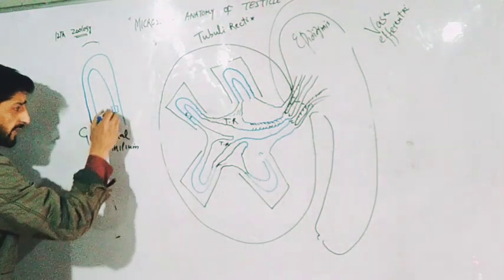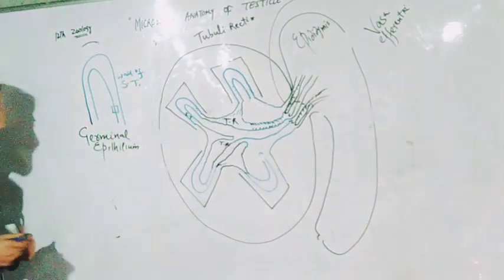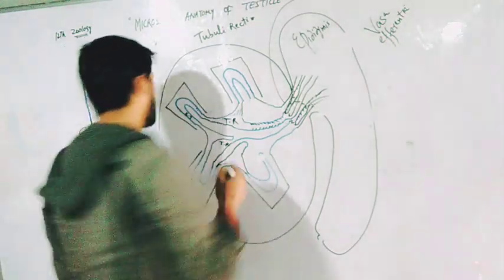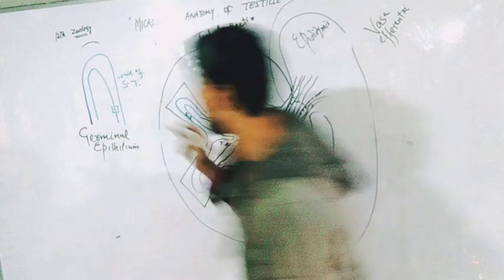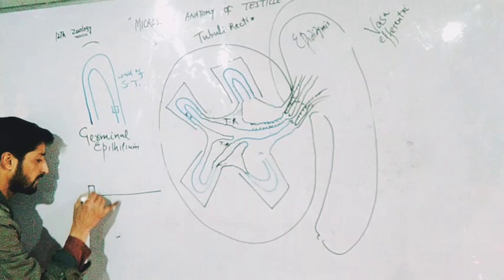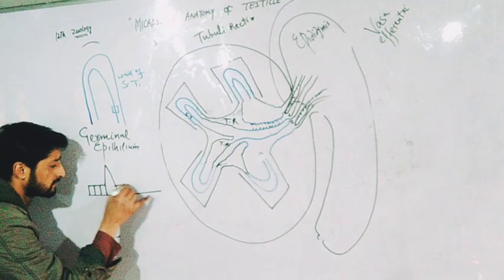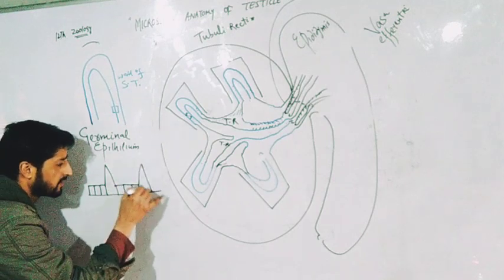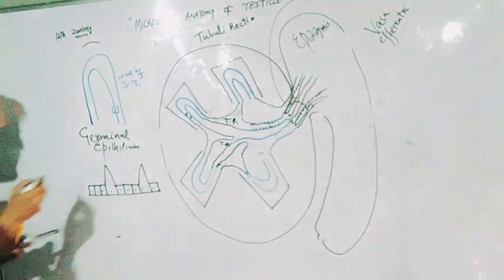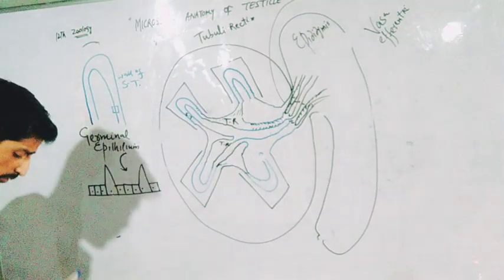When we analyze the wall of seminiferous tubule under the microscope, हमें क्या दिखता है जब हम देखते हैं germinal epithelium को under microscope. We find cells like this. What we observe is there are two different types of cells present in this germinal epithelium. Germinal epithelium is the wall of seminiferous tubule.